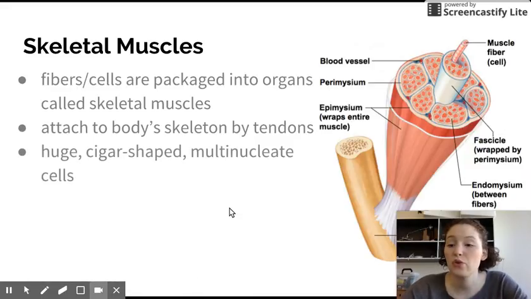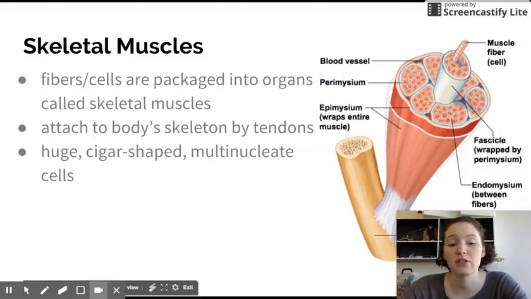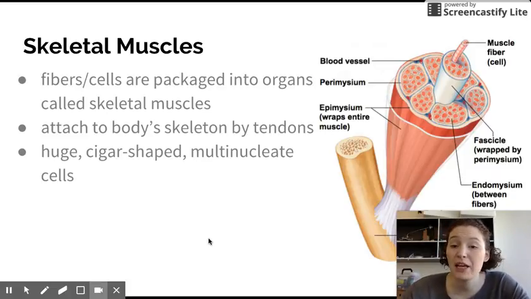They are huge, cigar-shaped, multinucleate cells. So skeletal muscle cells have multiple nuclei. They can be really large, at least a foot in length. You see them all bundled up, and the single cells can stretch the entire length of the muscle. Skeletal muscles can contract rapidly and with relatively great force.